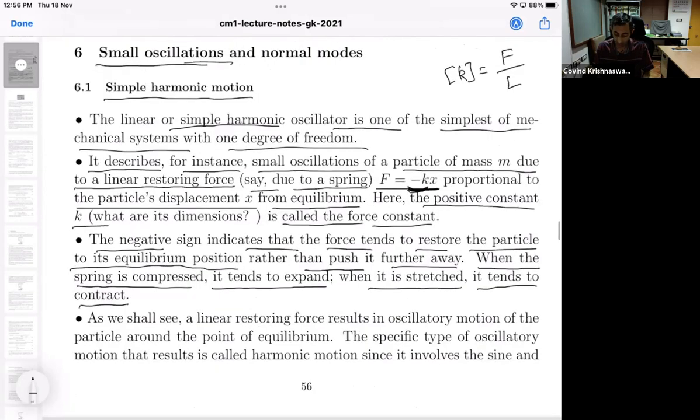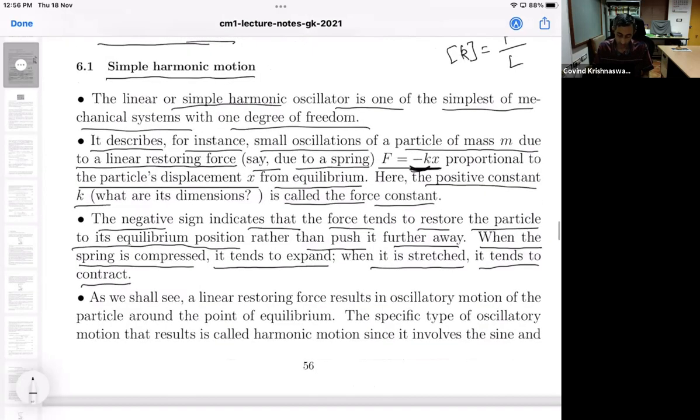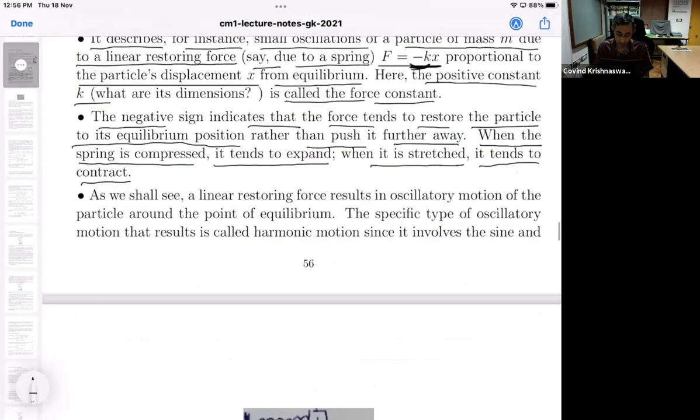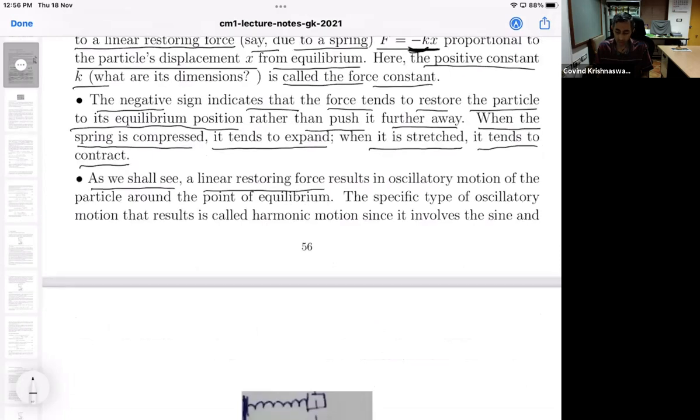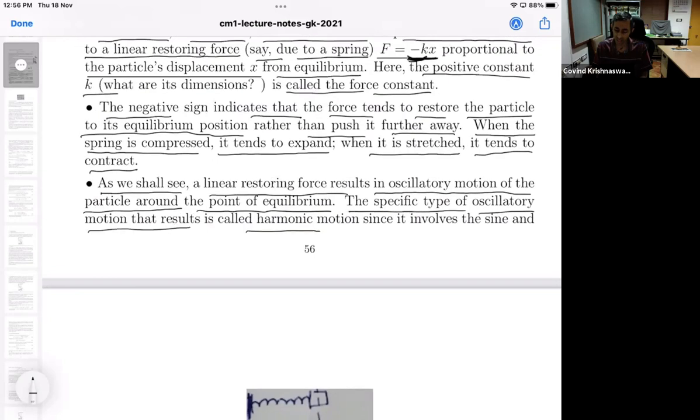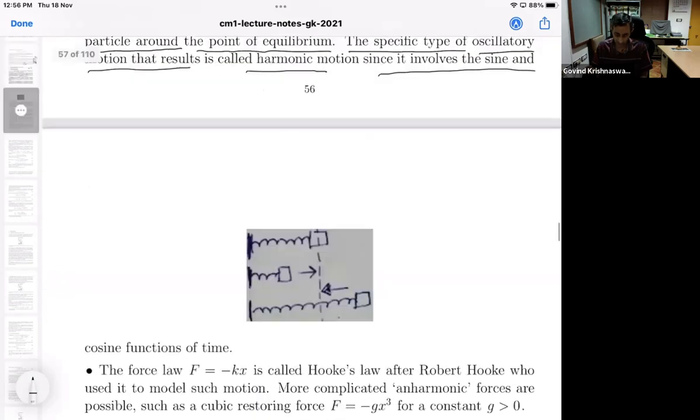Now, as we shall see, a linear restoring force results in oscillatory motion of the particle around the point of equilibrium. Okay, I think much of this is familiar to you, but let us just do it a little bit carefully now. The specific type of oscillatory motion that results is called harmonic motion, since it involves the sine and cosine functions of time. Okay, so that is for historical reasons called harmonic motion.